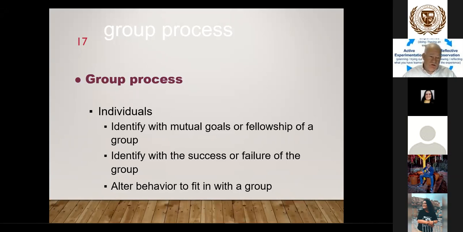And then as the groups progress, they identify with success or failure of the group. Because one of the things that, for example, whether or not you all take away and learn something is on me as the teacher, as a leader, and I take responsibility, because at the end of the day, I want you all to understand that we will sink or swim together based on the success of the group. And another part of this group process is people will begin to alter their behavior to fit in with the group. It's just a natural part of what happens.